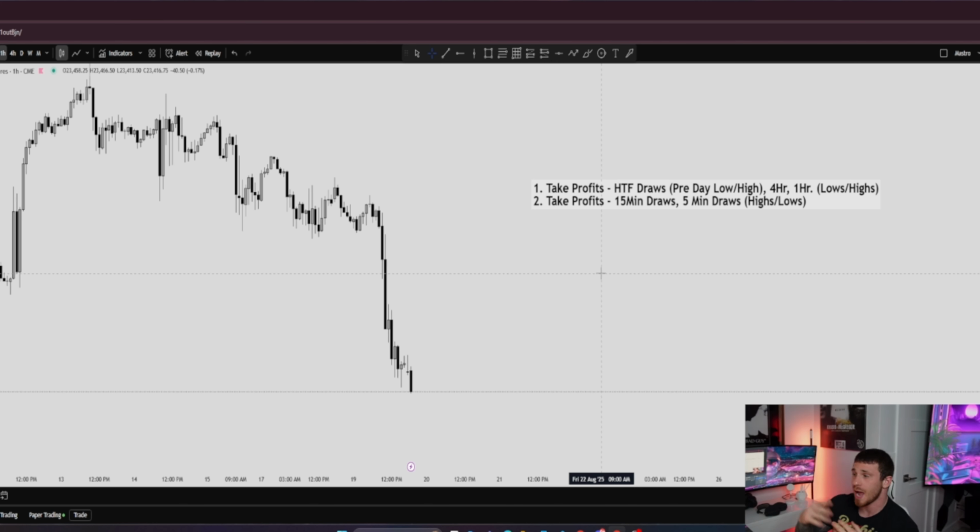I personally don't take all my profits, because I like targeting high time frame draws on liquidity, because that's the way I personally trade. But again, to take partials, 15-minute lows, 15-minute highs, 5-minute highs, 5-minute lows, those are good areas too.